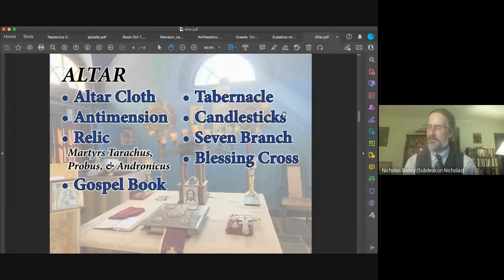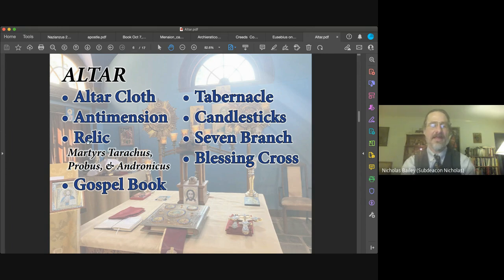First, we're going to talk about the altar itself, and the altar cloth is the first thing you see here. That's the cloth that represents the swaddling clothes of Christ, the baby. I'm going to quickly run through here, and then we'll talk about them in detail.